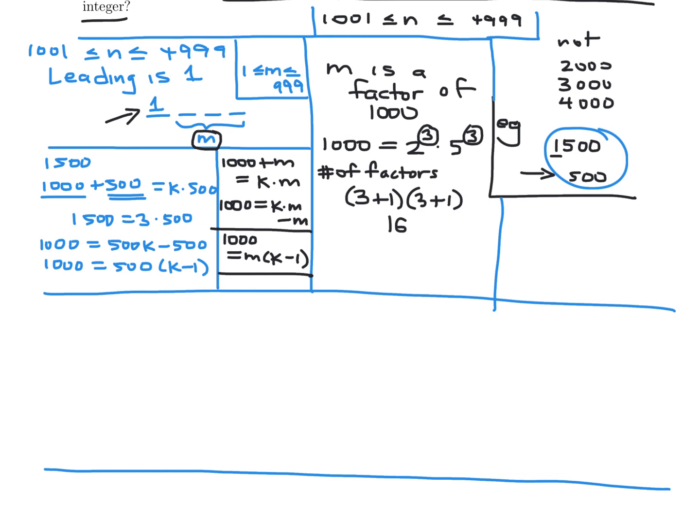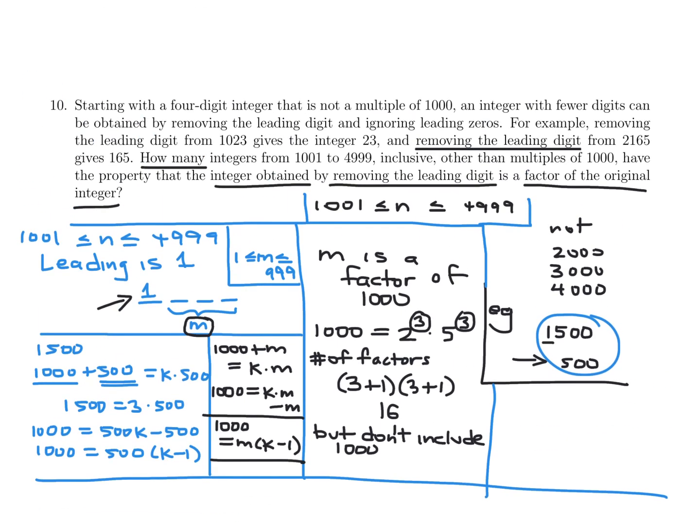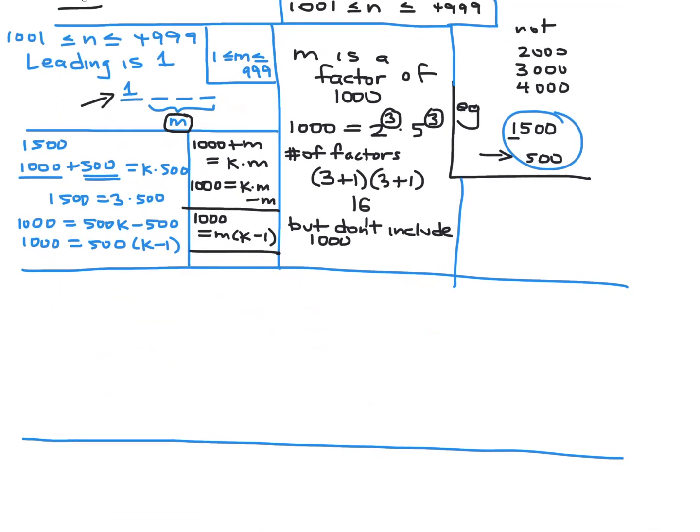But don't include the 1,000, because remember, 1,000 cannot be included because it cannot be a multiple of 1,000. That's kind of a little bit of a trick. So therefore, there's only 15 that you have to consider. Okay, so we'll eventually have to figure out the total, and 15 is part of the total. Okay, pretty good, right? All right, so let's keep going.